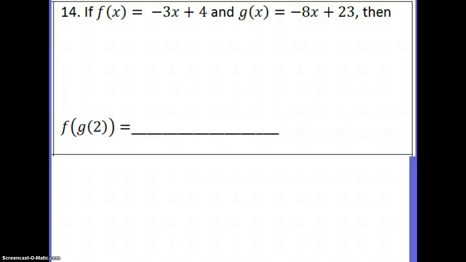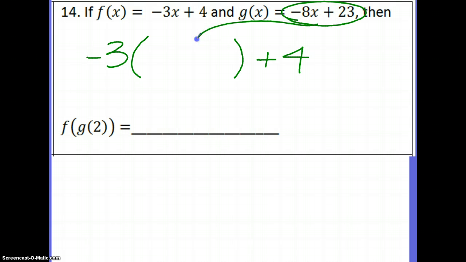f(x) equals negative 3x plus 4, g(x) equals negative 8x plus 23. We're going to find f of g of 2. So that means f is on the outside, and g is going to go on the inside. So that's going to be plugged in for x. So negative 8x plus 23.